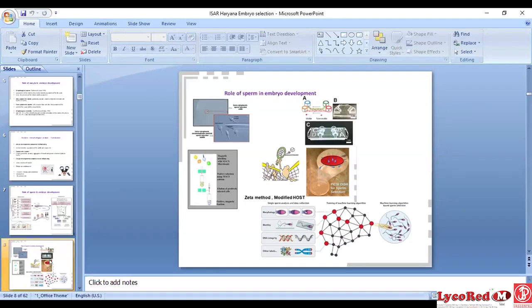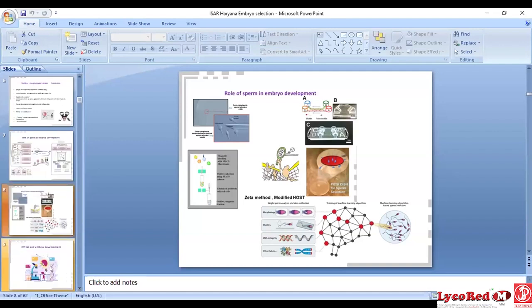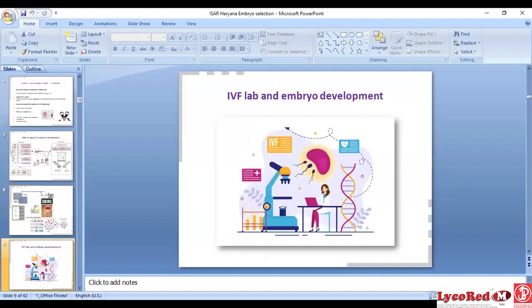Nowadays, AI also comes into the picture for oocyte selection and sperm selection, where thousands and millions of images are stored in the AI, which is machine learning, and it helps to guide us to pick up the normal sperm for IVF or ICSI purposes. So this is about sperm and all that.